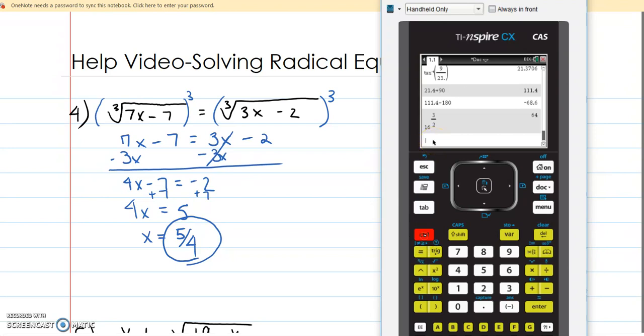So we're always going back to the original. So we're going to go to the third root of 7 times 5/4. You can also use the fraction button for that. Minus 7. And we're going to see what we get. So let's see. We get a very weird number. I think that's my fault for not putting a decimal point in there. So let's try that again.